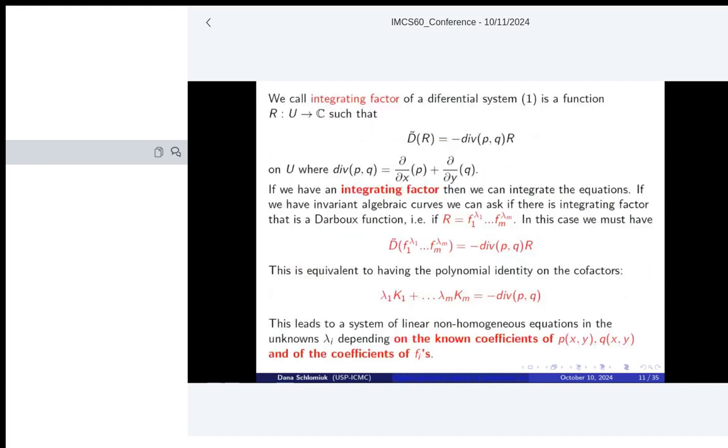Next. We call integrating factor a function r such that if we apply the vector field to r, this factors through r. In other words, we get here a cofactor as being the minus divergence of p and q, where the divergence is d over dx of p plus d over dy of q. And if we have an integrating factor, then of course we can ask for functions of Darboux type to be an integrating factor, and then we have a non-homogeneous system of equations in lambda i.